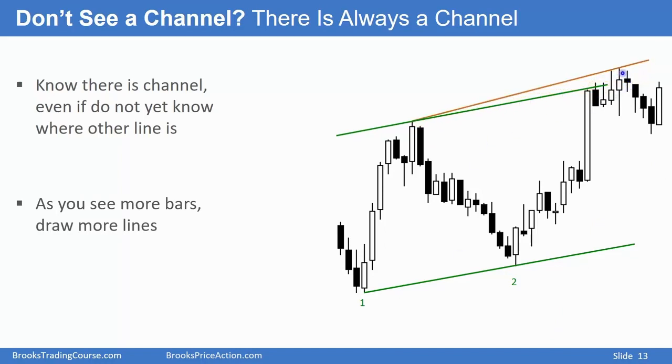We are reversing down here. So I'm going to draw another line using this high and this high. And I'll wait to see what happens. If we go higher, I'll draw another line. And if we keep getting higher lows here, this line then becomes unimportant, and I'll draw another line with this as 0.1 and maybe this as 0.2.